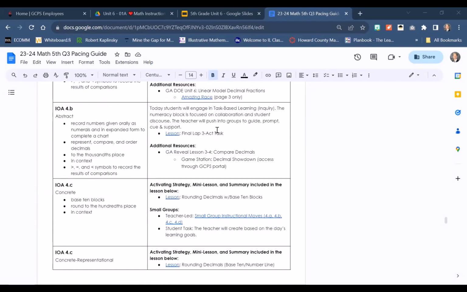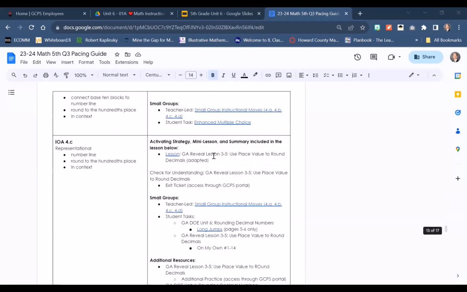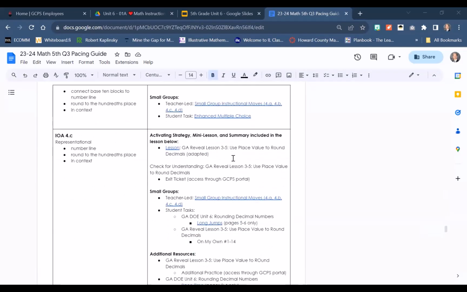Additionally, you will see resources that have been pulled from the adopted Georgia Reveal curriculum for 5th grade. These resources are not directly linked, but can be accessed via the GCPS portal. You will see examples of lessons that have been adapted using the Georgia Reveal components.